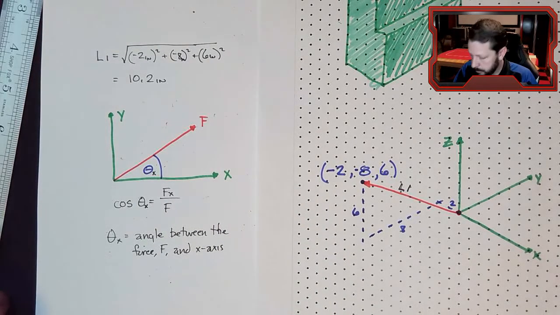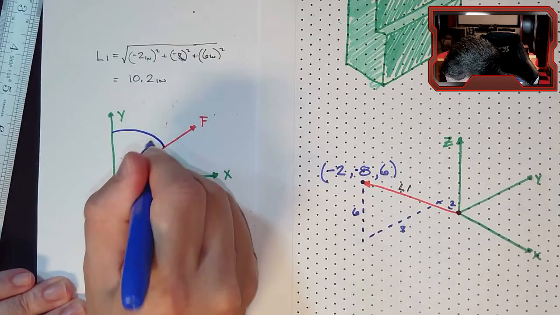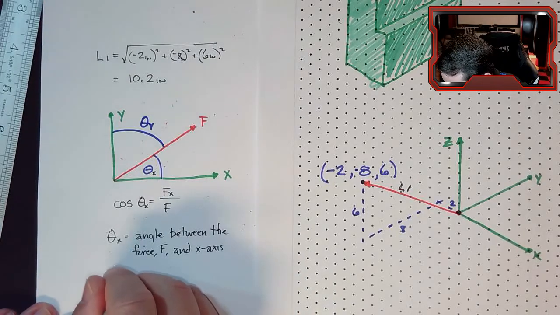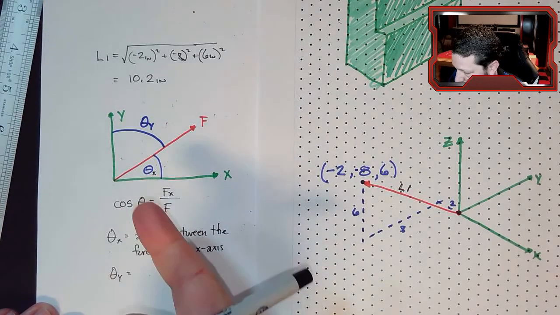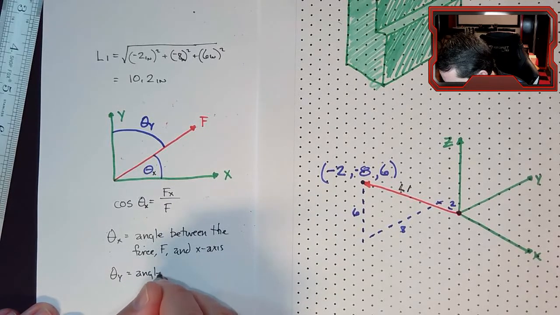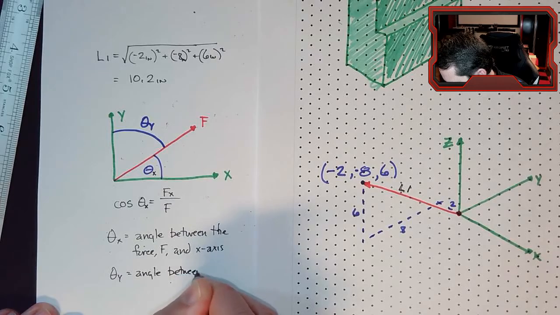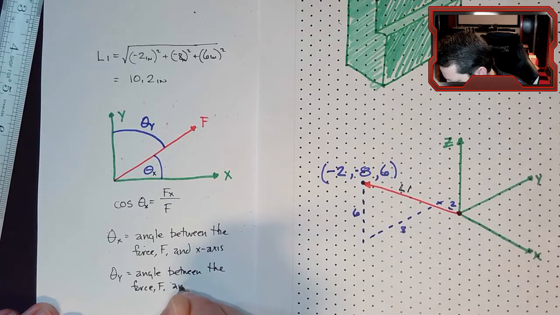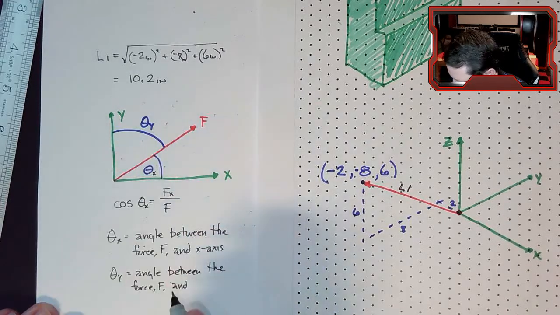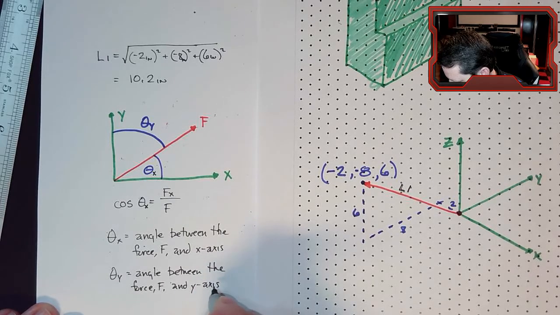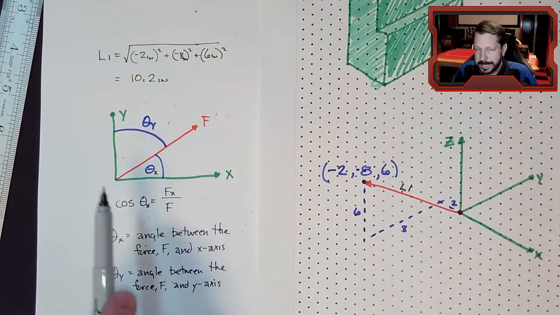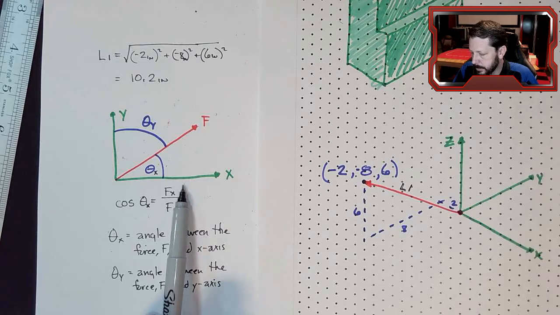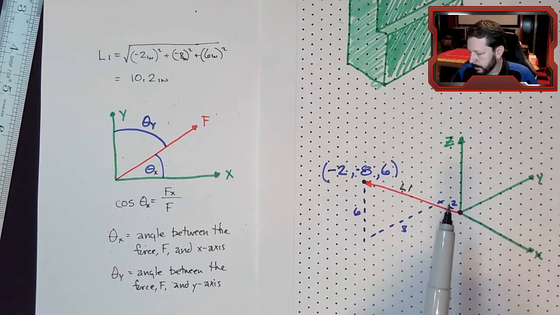And I'm going to make another angle just over here. I'm going to call that one theta y. And I'm going to say that theta y is equal to, and I'm going to describe it, the angle between the force F again, and in this case I drew it between the y-axis and that angle. And we're going to use this same idea of an angle between a force and an axis over in 3 dimensions over here.